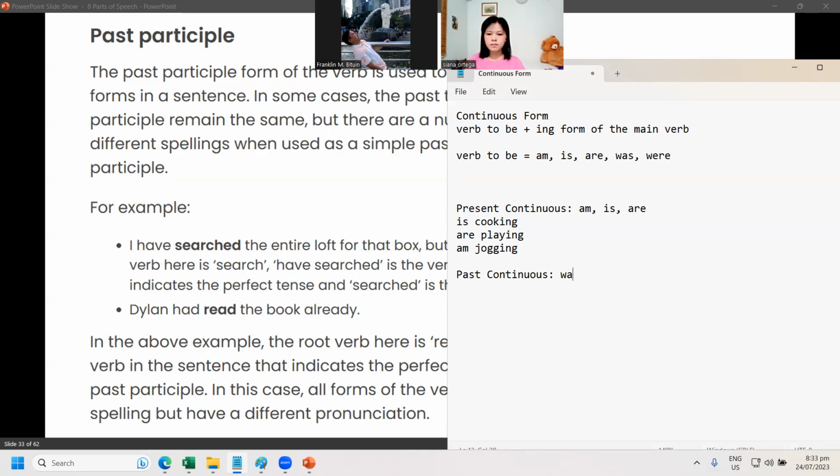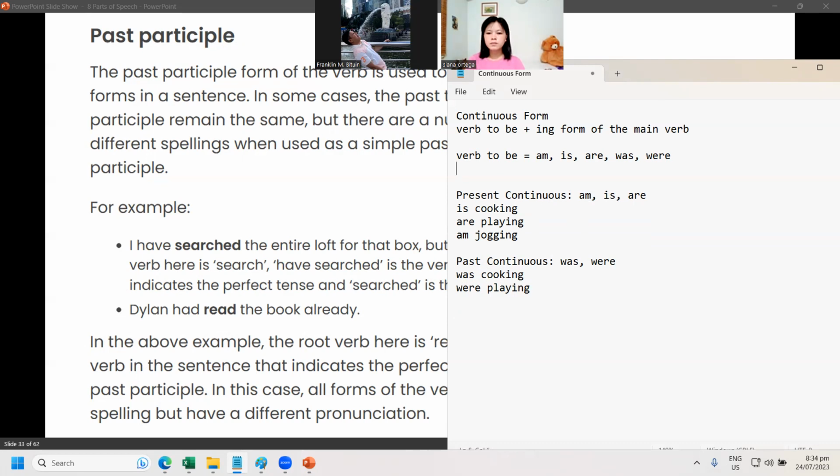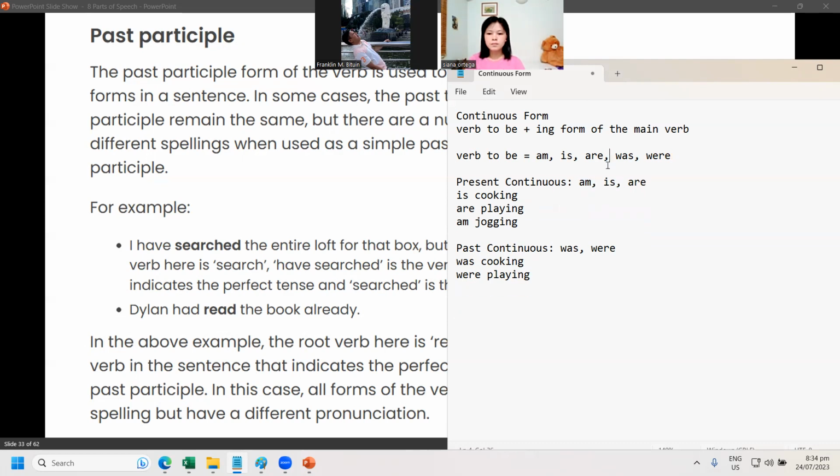However, if you will use the past continuous, of course, you will use the past tense of the verb. So you will use was or were. You can say was cooking. You're now using the past tense. Or you can say were playing. You cannot use am for the past. This is only used for the present. So this is for the continuous form.